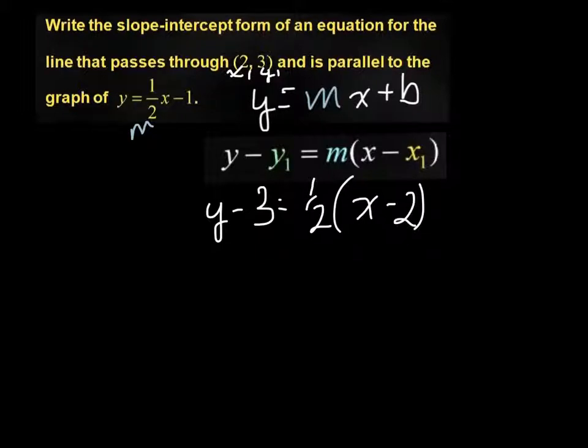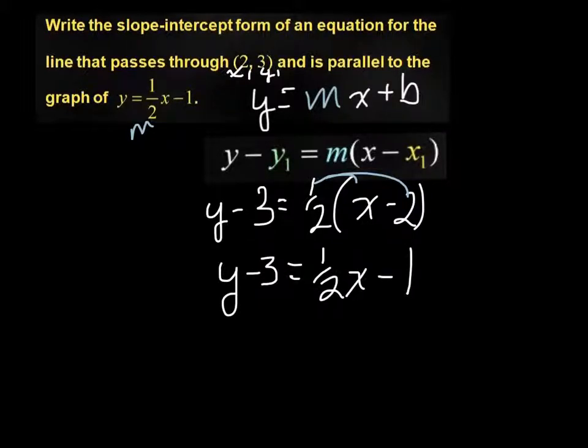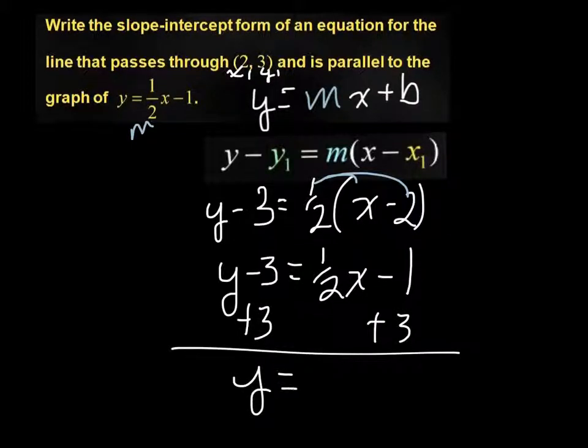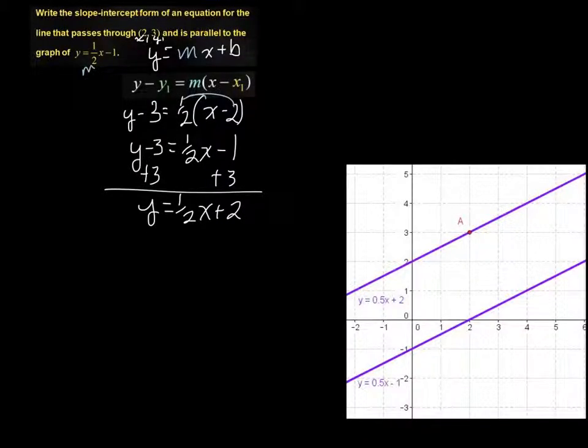So to get to slope-intercept form, all we need to do is distribute our 1/2. So I have y minus 3 equals 1/2 x minus 1/2 times 2 is 1. And finally add 3 to both sides. And I have y equals 1/2 x plus 2. You could graph by hand, but GeoGebra is pretty slick. And we can see that y equals 1/2 x plus 2 is parallel to y equals 1/2 x minus 1, and it passes through the point (2, 3).